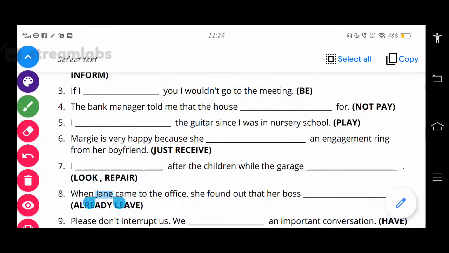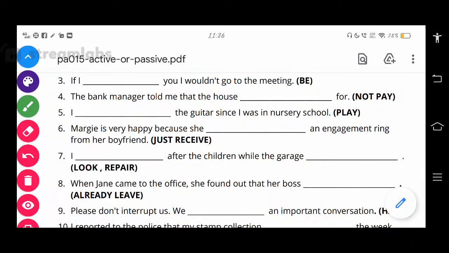So therefore, as this sentence contains just, by that adverb we can say this action has to be expressed as a recently completed action. Therefore, what is the correct answer for this? Yes, has just received. Margie is very happy because she has just received an engagement ring from her boyfriend. Yeah, that is the correct one.